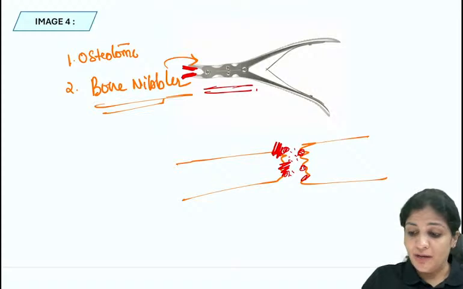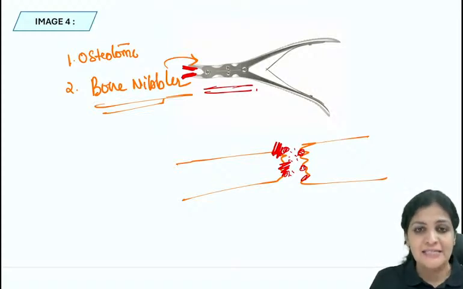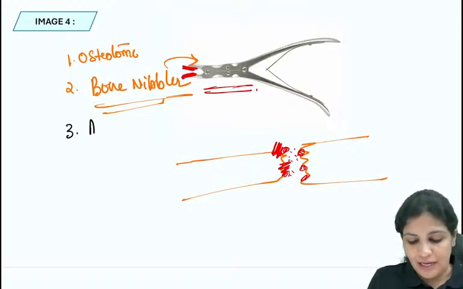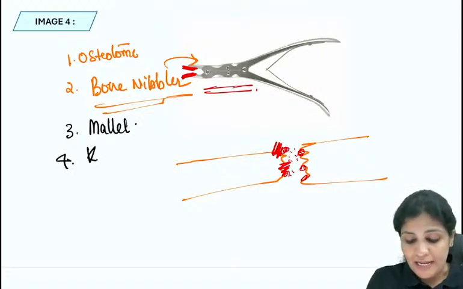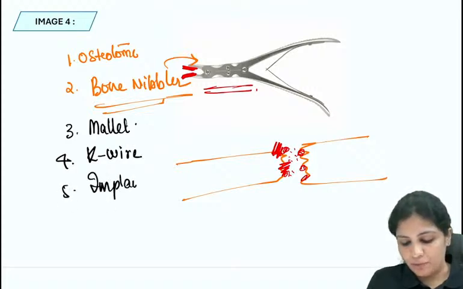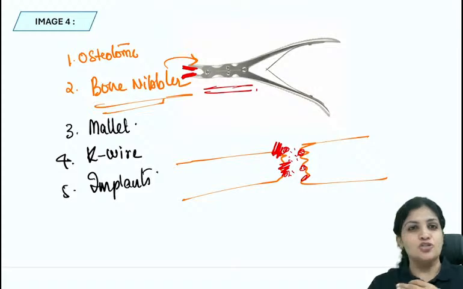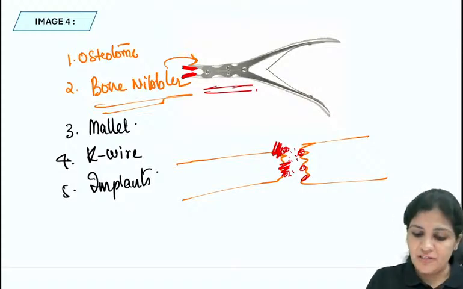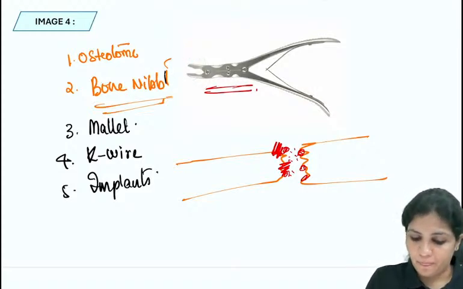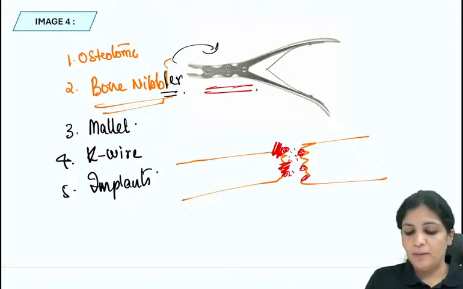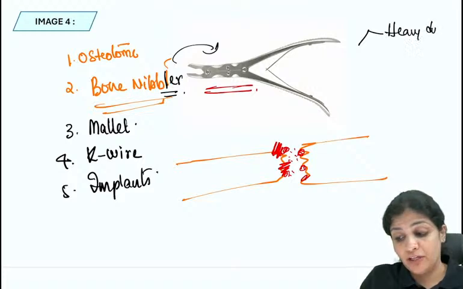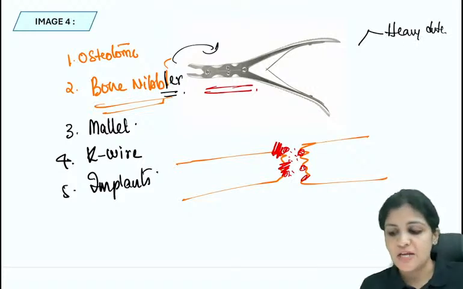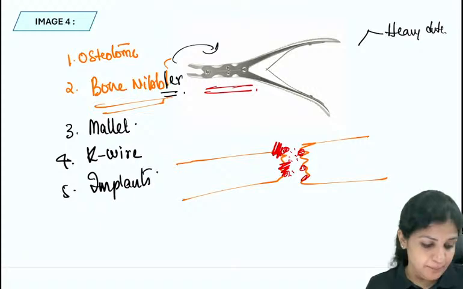So what are the instruments which you have to revise? One is the osteotome, usually they ask the bone nibbler, and the third one they will ask you about is the mallet, which is very, very important. Then they will show you the K wires, which is again important, and then they might ask you about the implants, right? So these are the various instruments which you have to revise. For now, this is a bone nibbler. Again, there will be heavy duty nibblers also, very huge nibblers. Don't get confused. This is the bone nibbler.